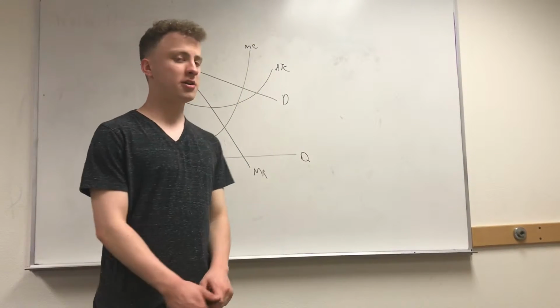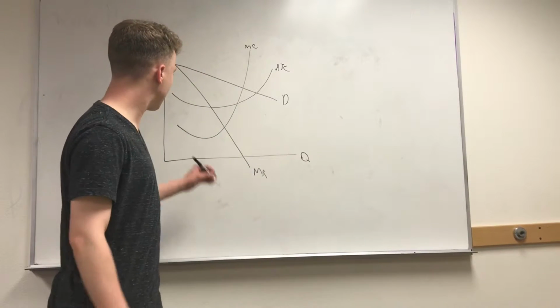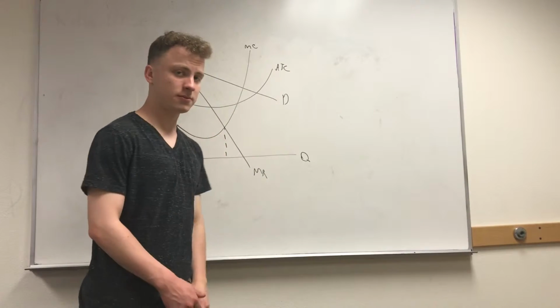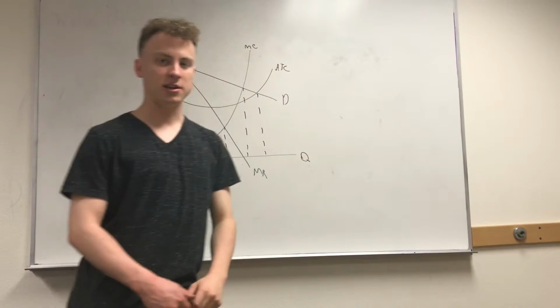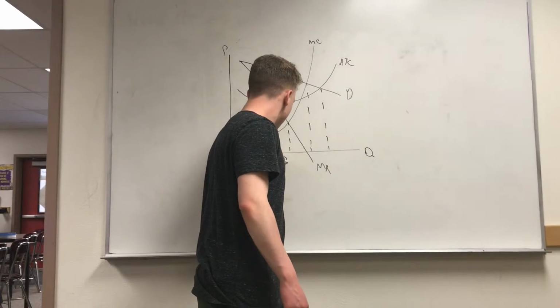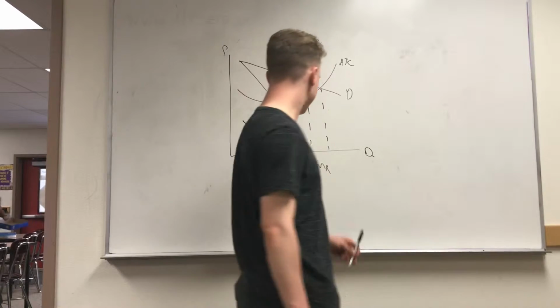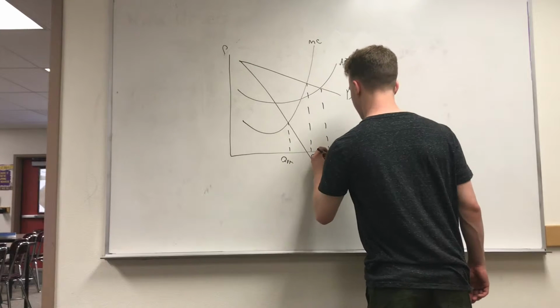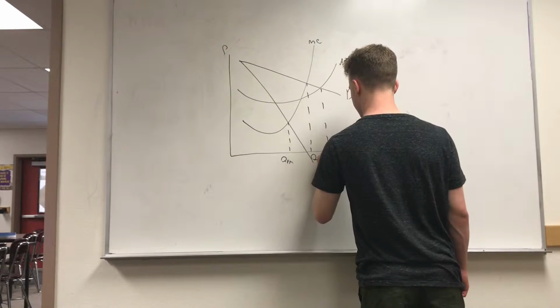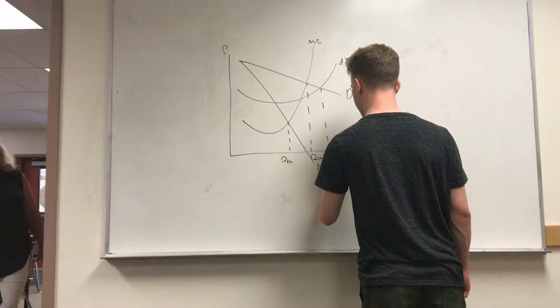There are three different quantities in which you can produce on this graph. MR equals MC, MC equals D, and ATC equals D. This is the free market quantity. This is the socially optimal quantity. And this is the fair return quantity.